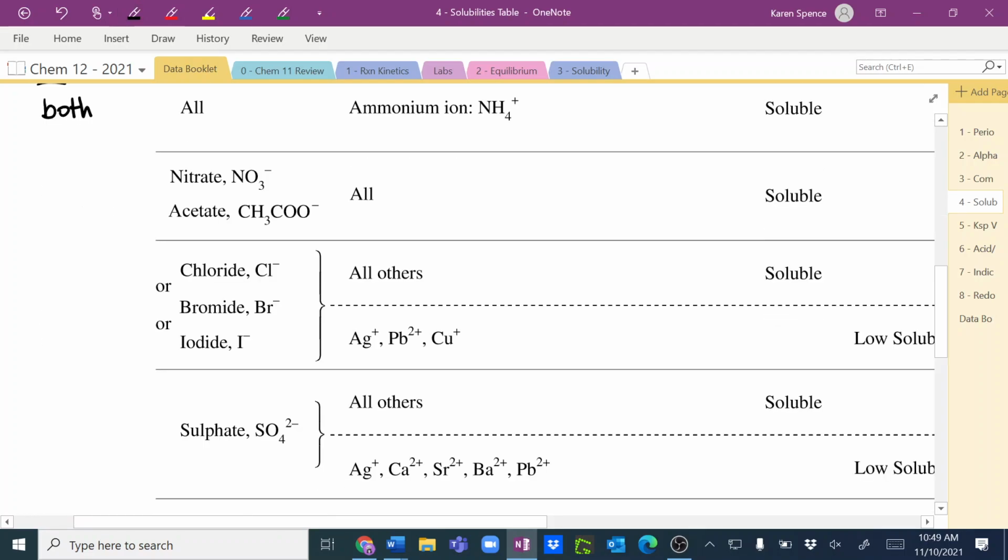You could choose chloride, bromide, or iodide. Which ion would precipitate with those? Is it going to be the calcium or is it going to be the lead?